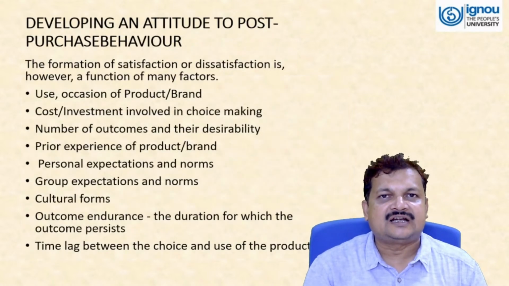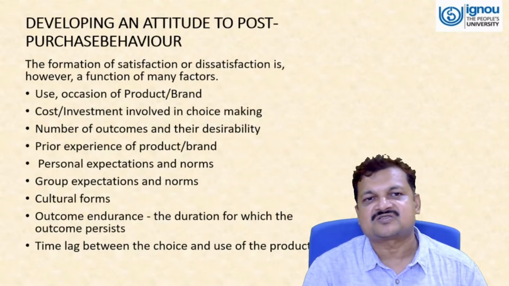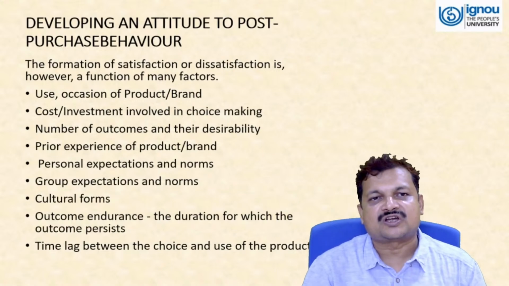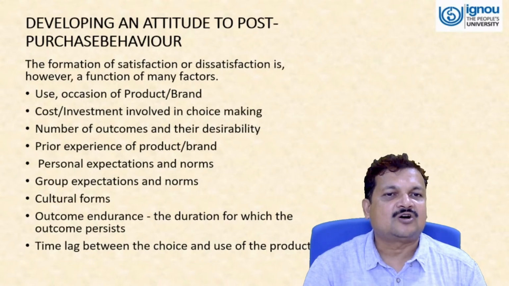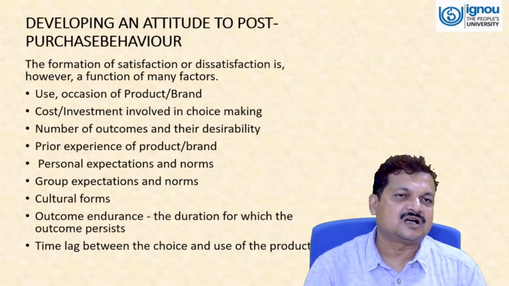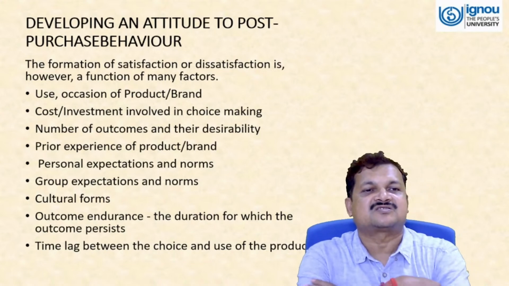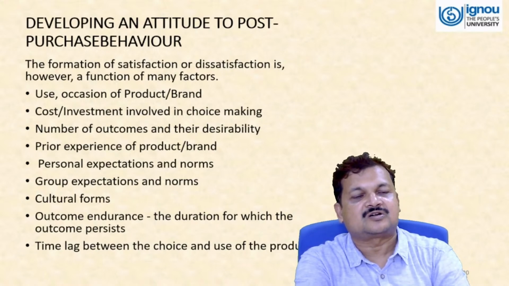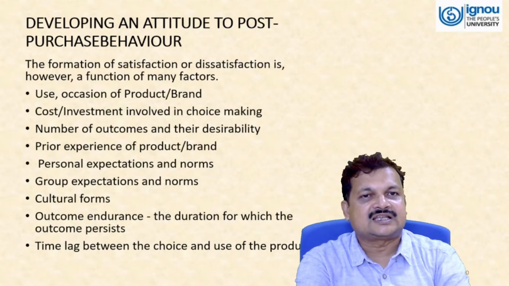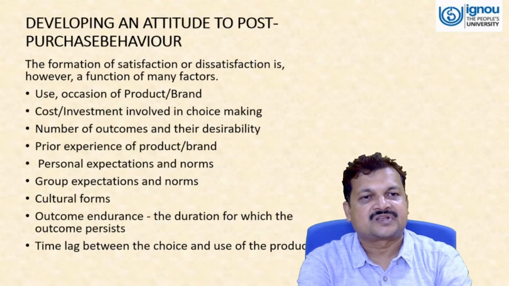Now, developing an attitude in post-purchase behavior. The formation of satisfaction or dissatisfaction is based on a few things. First is the use occasion of the product and brand. When you are using it, you are either satisfied or dissatisfied. The occasion of the product, for example, you are purchasing a sweater, that is for winter, and other things you are purchasing, or the brand you are liking or disliking. Your satisfaction or dissatisfaction is based on that. Or you have purchased a gorgeous dress and when you are at the party, it does not look very nice. Like that, you are satisfied or dissatisfied with the product.